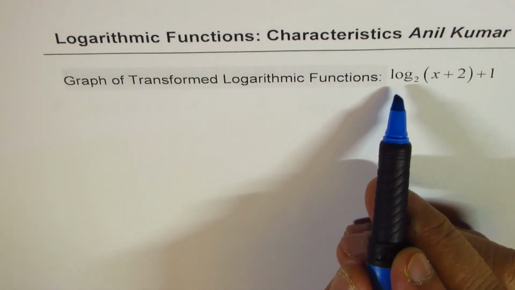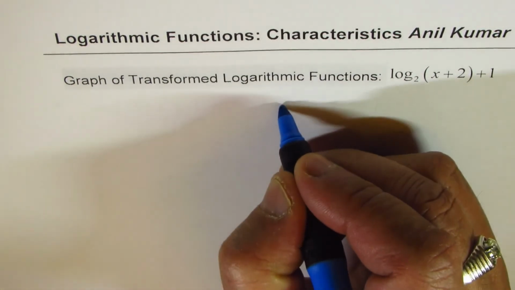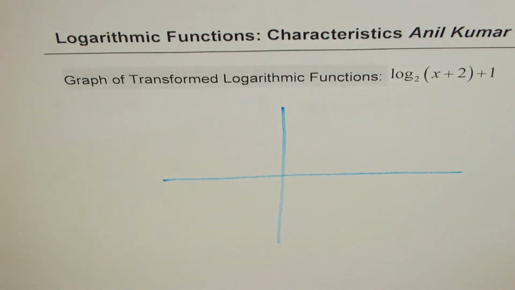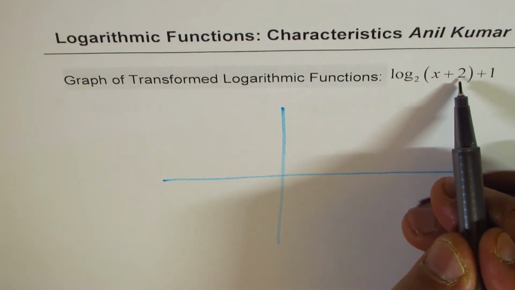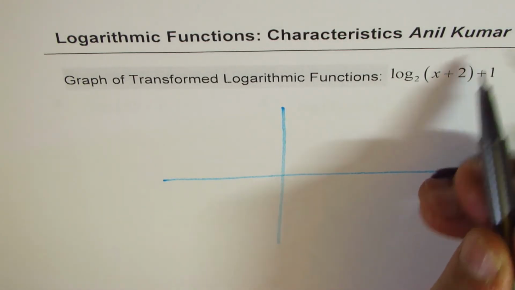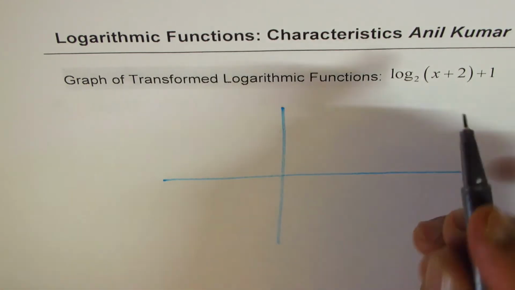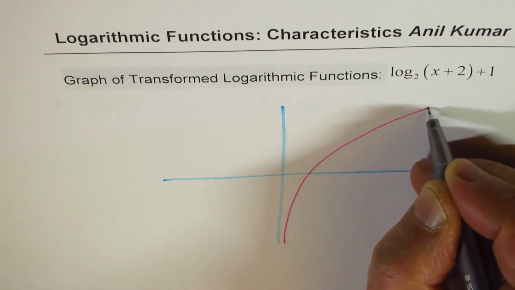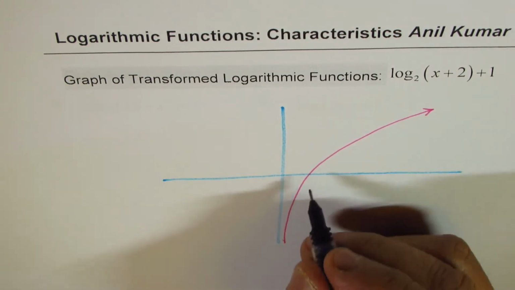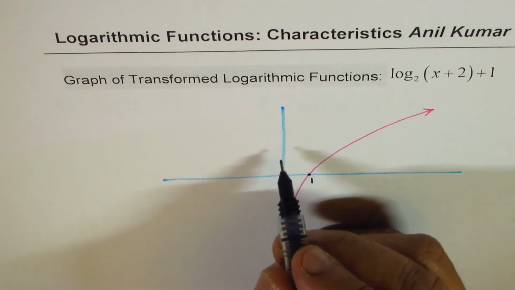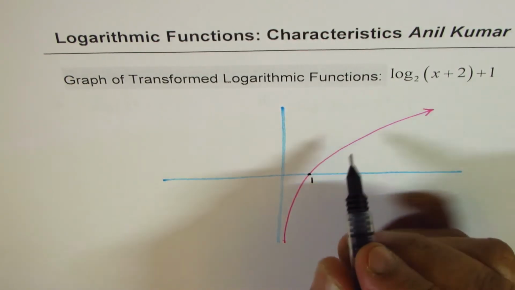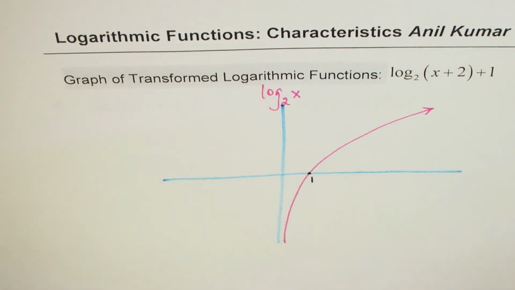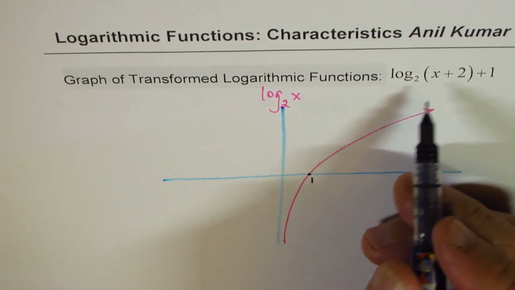We can obtain this graph by transformation. So let us sketch the base function log to the base 2 first, and then we'll translate 2 units to the left and 1 unit up to get the graph of the transformed function, right? So log to the base 2 of x can be sketched like this. First, let us sketch the base graph, and then we'll translate.